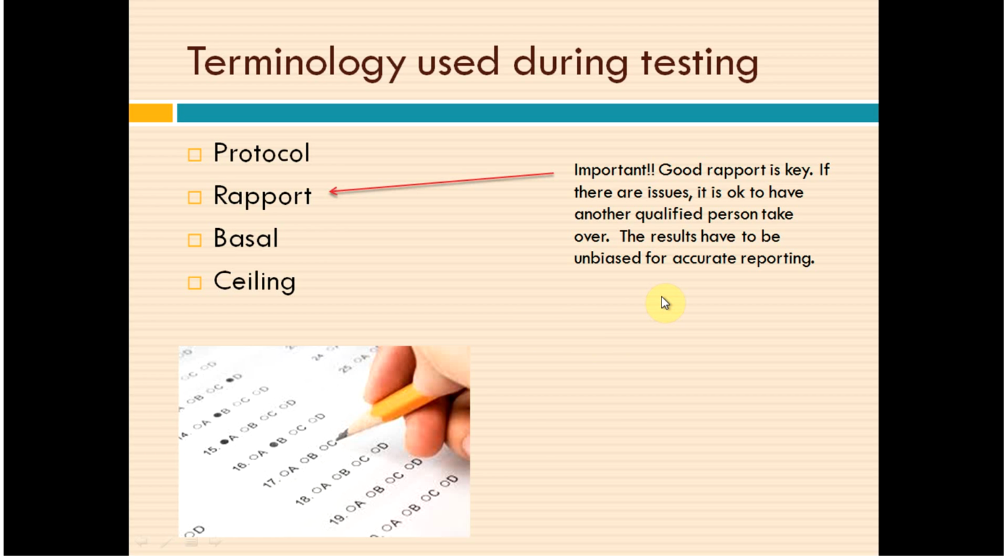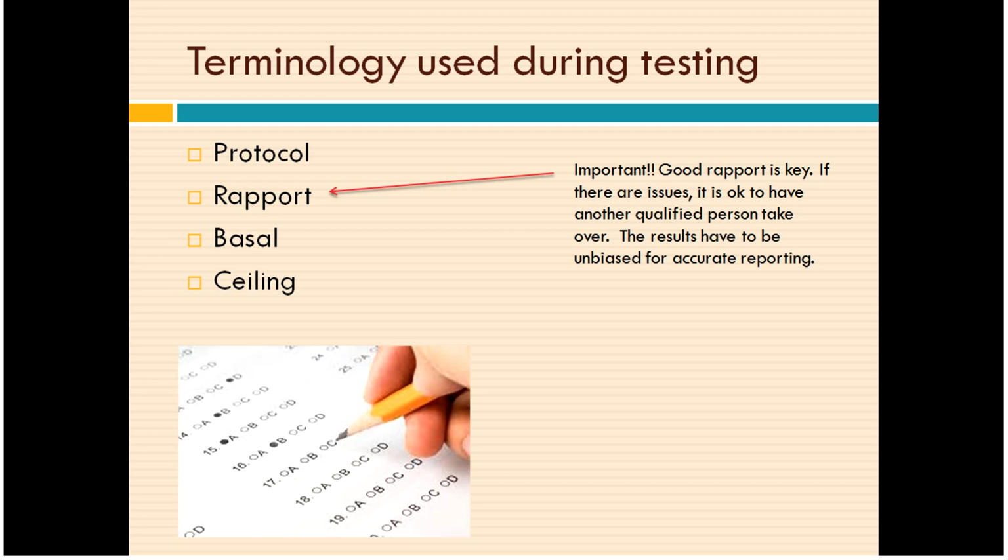One of the important things is, good rapport is key. If there's issues, if the student is refusing to work for you, it's okay to have another qualified person take over. The results have to be unbiased, and they have to be accurate for reporting. So if you have a student that refuses to do the math portion of the test, or if they refuse to work with you, it can really skew their results, and it can affect eligibility for services.